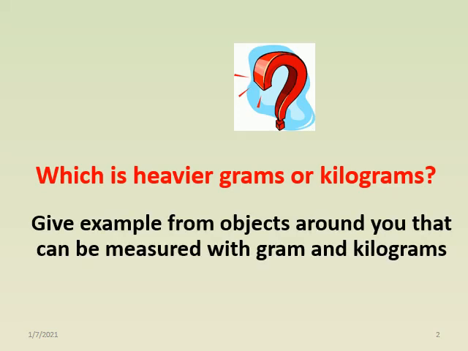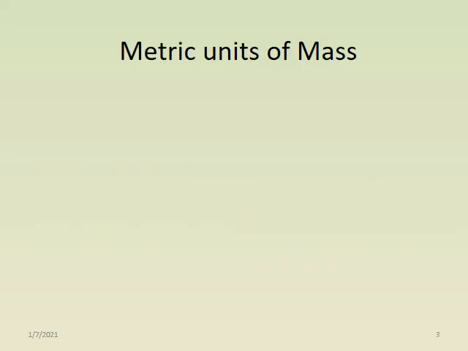So, let's think about examples around us that we use kilograms and grams to measure. Let me give you an example. The fridge in your kitchen. It's very heavy, so I measure it using kilograms. But the pencil that I use to write, I use grams to measure its weight. So from here we know that we use kilograms to measure the weight of heavy things, and I use the grams to measure light things.